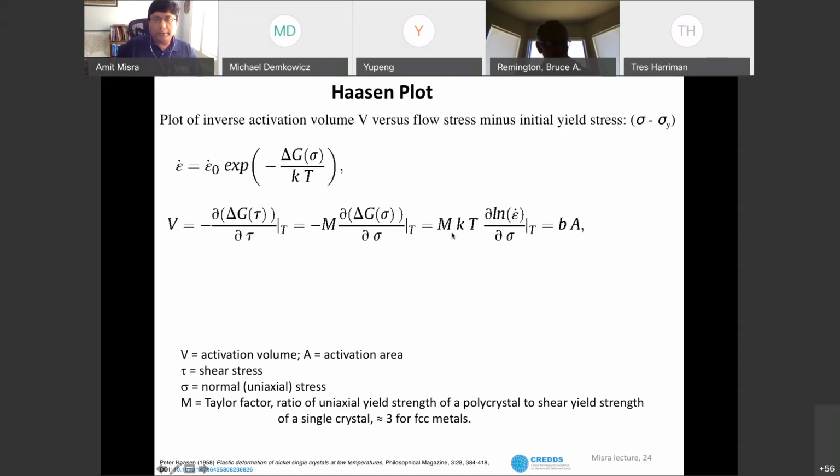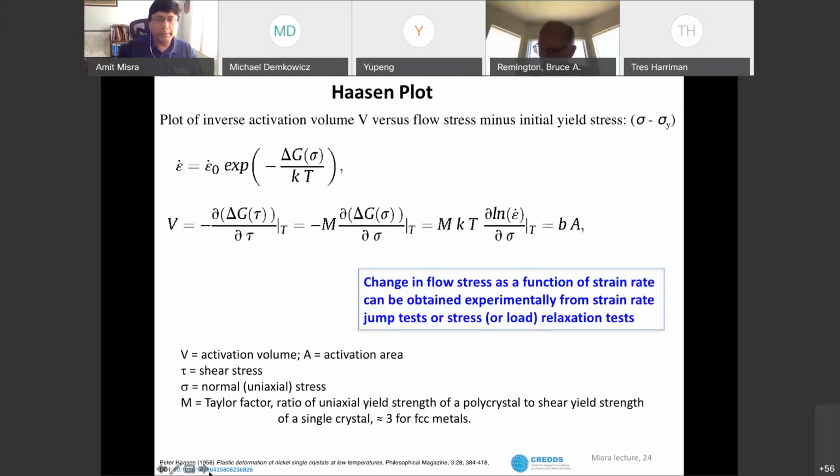So activation volume is MkT, times the derivative of the log of strain rate over the stress. If you could measure that quantity shown in the red box, that change in flow stress as a function of change in strain rate, through different kinds of tests like a load relaxation test, stress relaxation test, or strain rate jump test, then you have that quantity, and you can calculate the value of V. Previously I used V star, and here I'm using V. Just to be clear, it's the same thing. It is activation volume.